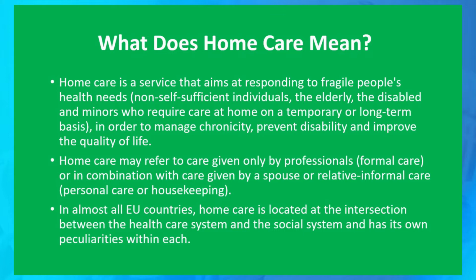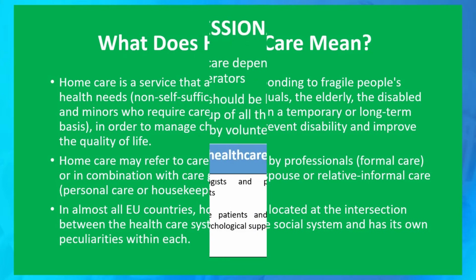Home care may refer to care given only by professionals, formal care, or in combination with care given by a spouse or relative, informal care, personal care or housekeeping. In almost all EU countries, home care is located at the intersection between the healthcare system and the social system and has its own peculiarities within each.